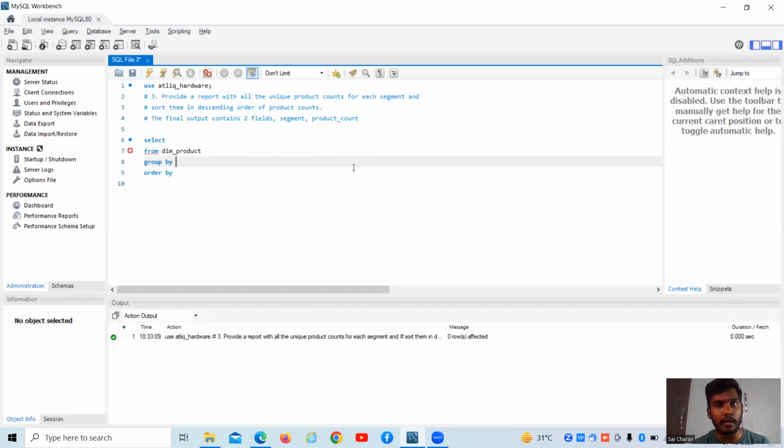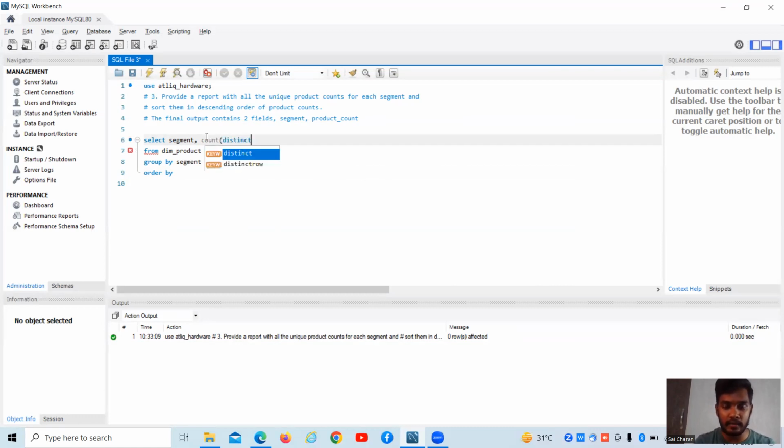Then grouping. On what column should we group here? We should group based on the segment column because we need to count the unique products for each and every segment. So now let us select the columns required. As they mentioned, segment, and then they are asking to count distinct products, so count of distinct product code.